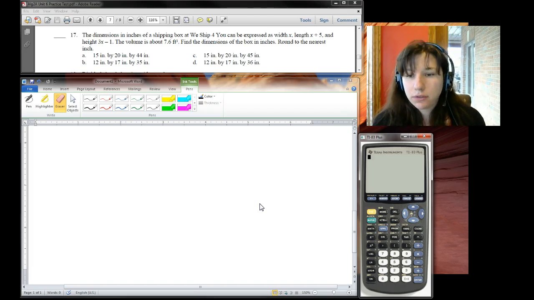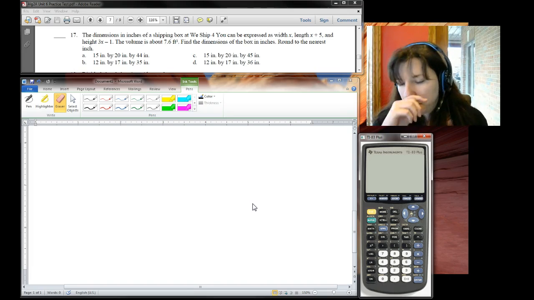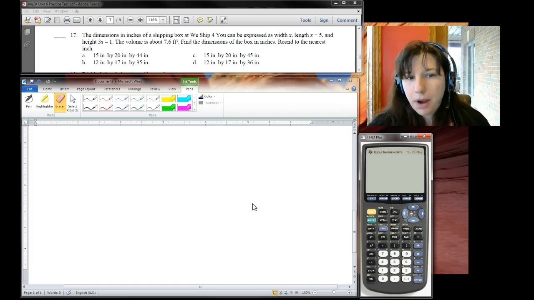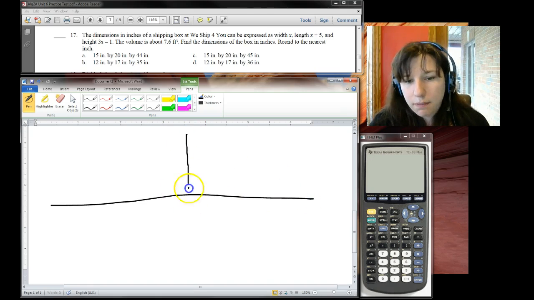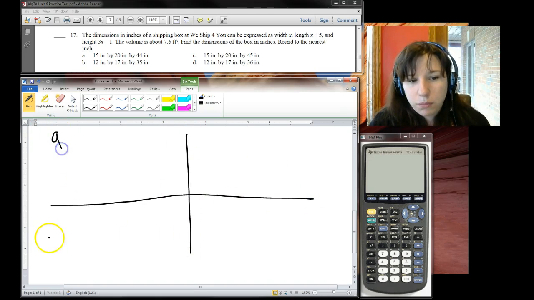So hopefully you noticed something while I was reading that. It tells me dimensions are in inches. They want me to find them in inches, but they gave me the volume in feet, and that's going to cause a problem for the math. So for this one, the easiest way to really do it, in my opinion, is to just go through process of elimination for each one.